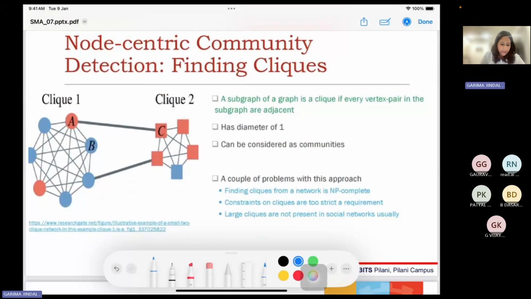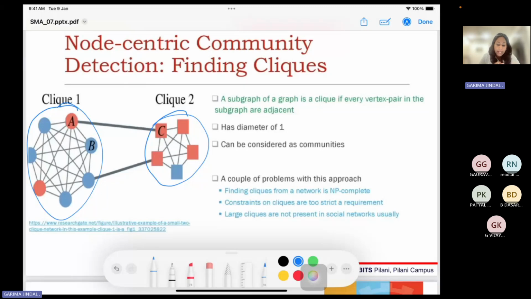Firstly, we have this method that is based on cliques. So what is a clique? A clique is a subgraph where each node is connected to each and every other node. If you see, this forms a community, because here every node is connected to every other node. Similarly, in this particular clique, clique number 2, every node is connected to every other node. Initially they thought that if there is a clique in the network, then we can consider that as a community. But there were certain drawbacks with this method.